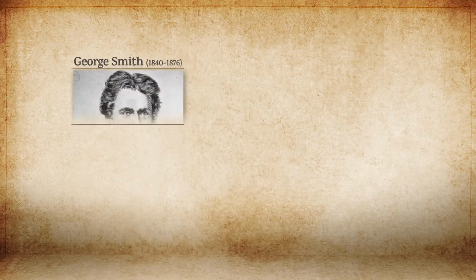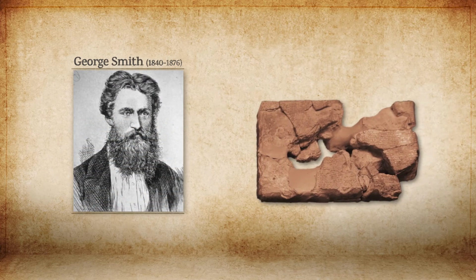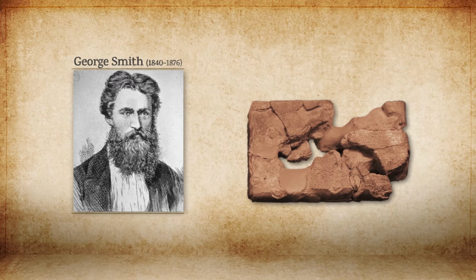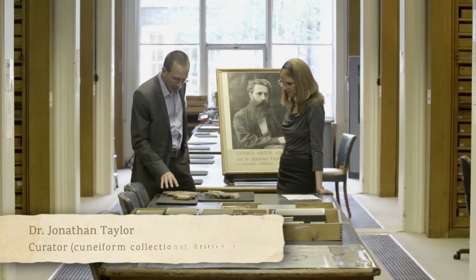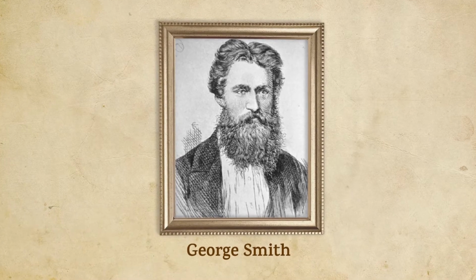The first evidence of a Mesopotamian flood story was discovered by the British scholar George Smith in 1872. His discovery aroused a great deal of excitement among the public. He proved that the biblical flood story had a very similar cuneiform parallel. The story became famous thanks to this man, George Smith.